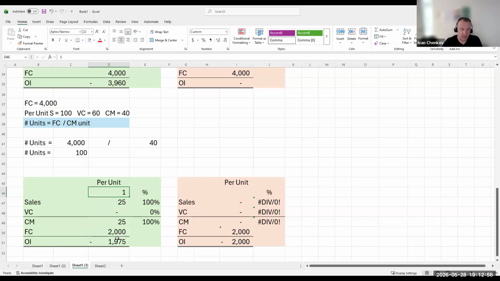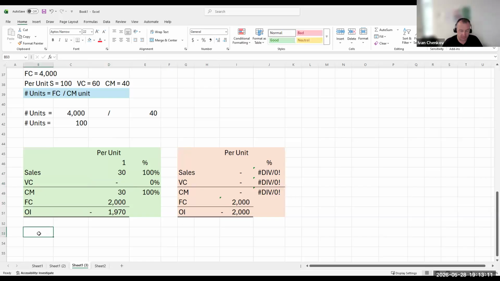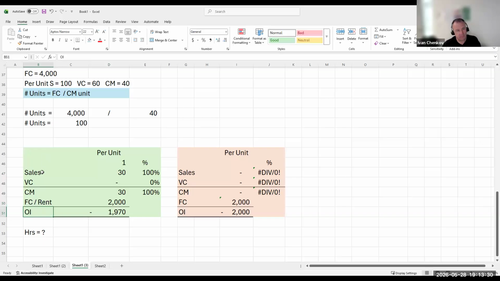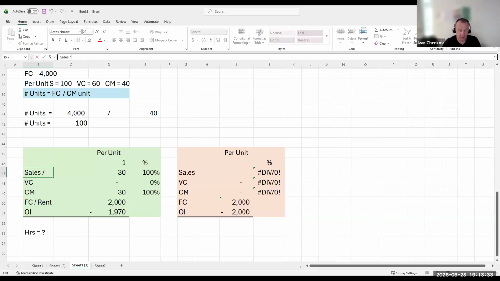So let's increase this number here, sales price per unit. Let's pretend that you get paid $30 per hour, and $2,000 is your rent. Now the question is, how many hours do you need to work in order to cover your rent expense? The fixed cost in this case will be your rent. Sales price is not going to be used; that will be your wage per hour.